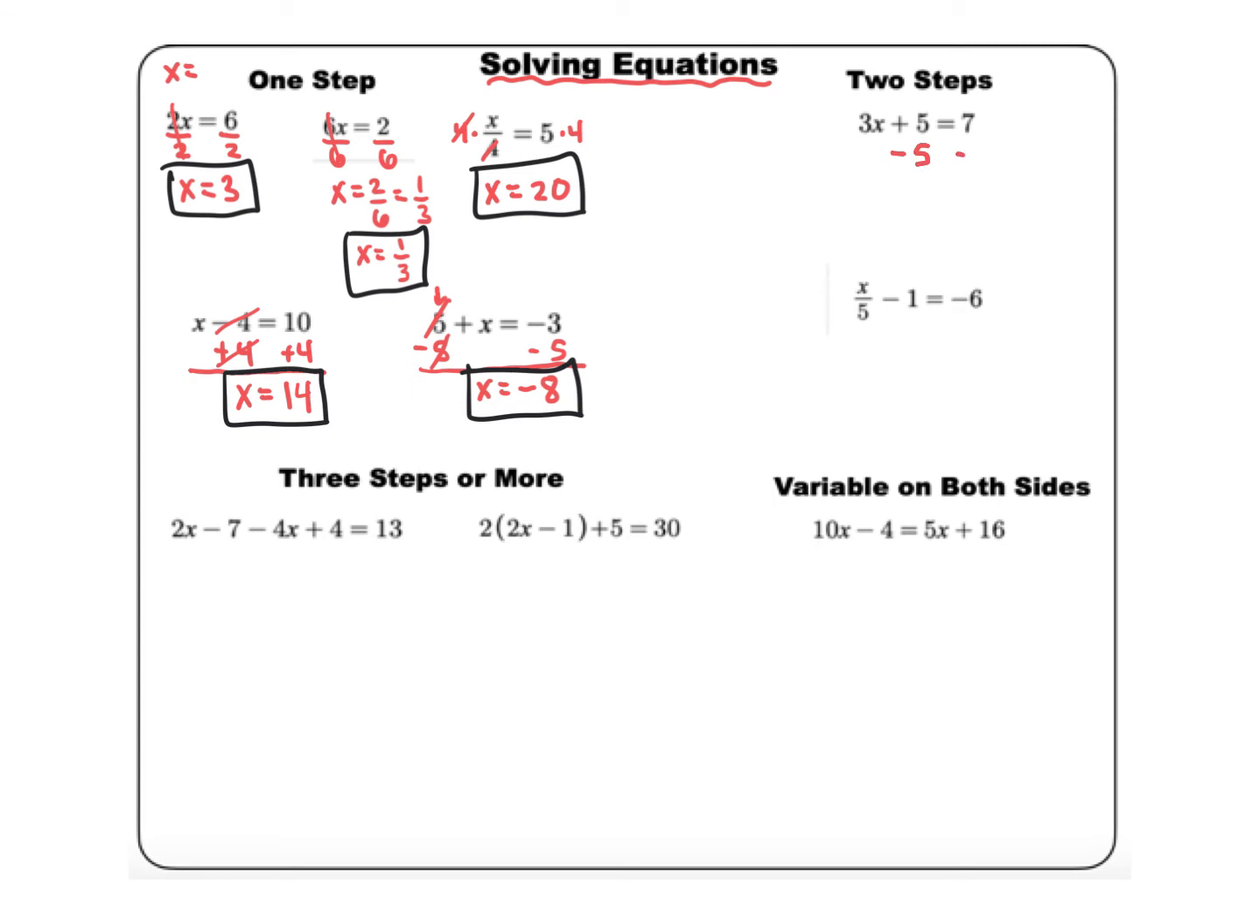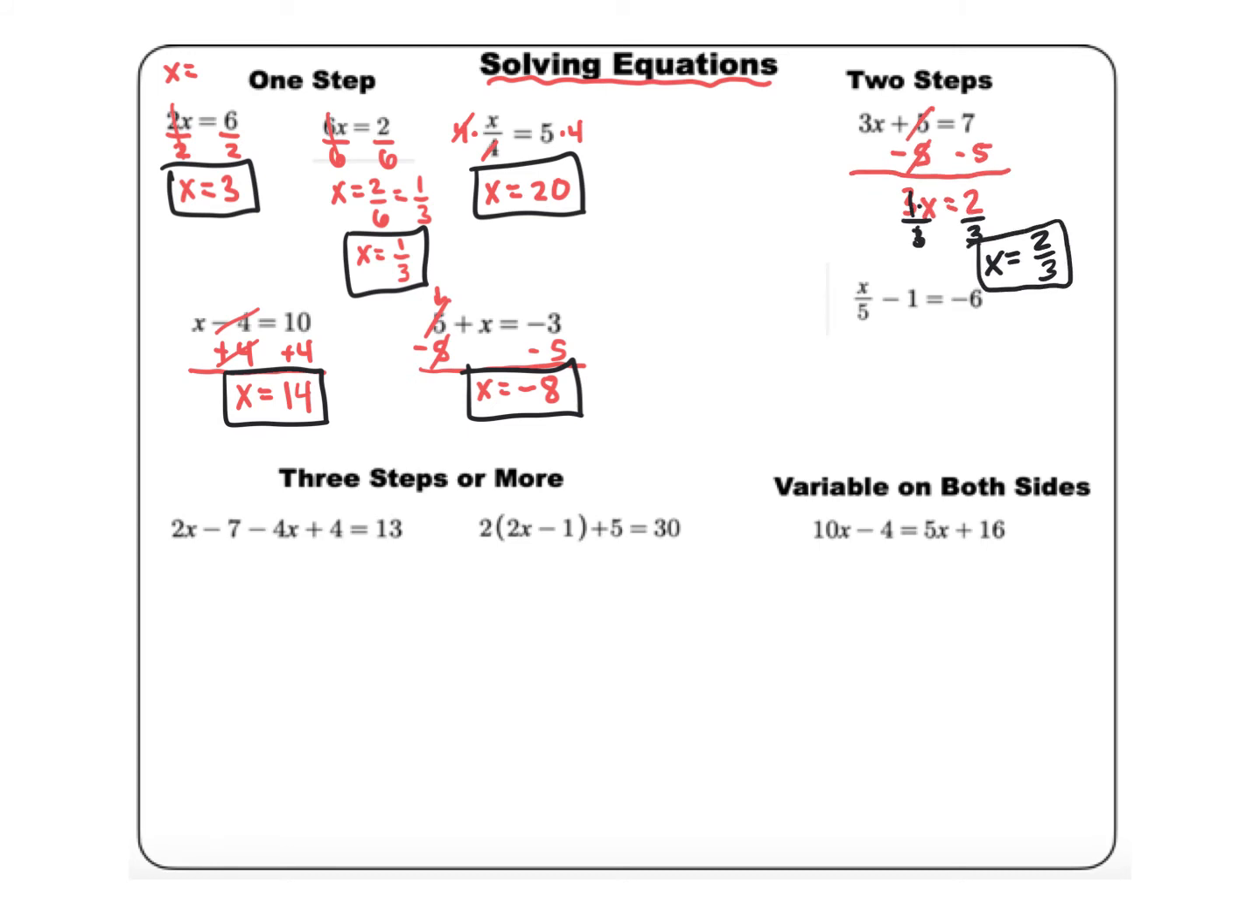So I'm going to subtract that out and bring down the 3x, and then I get 7 minus 5, which is 2. Now I can move on to what I have to do to get the x all by itself. I have a 3 times an x, so I'm going to undo that by dividing. Those cancel out, and I end up with x equals 2 over 3.